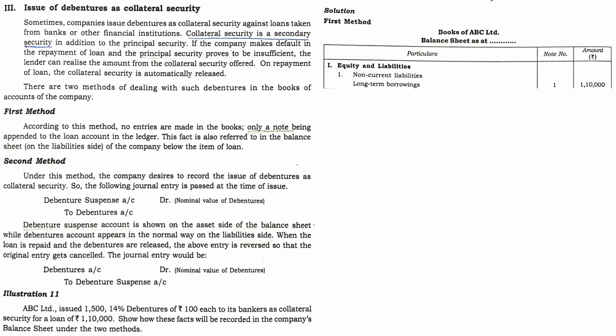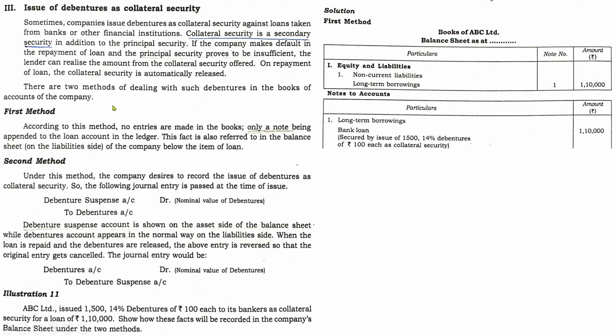No further information will be shown in this part. But as per the first method, even if there are no journal entries, you have to give a footnote regarding the issue of debentures as collateral security. So it will be mentioned in the notes. Note to accounts: particulars and amount. Here, first, long-term borrowings.